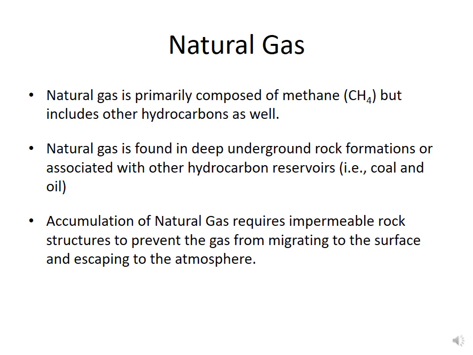Basically, as the carbon material is decomposing and transforming, one of the products of that transformation process is actually natural gas. In order, however, to accumulate natural gas in the ground, you need to have impermeable rock structures that can trap it. Otherwise, the gas will eventually make its way to the surface and escape to the atmosphere. And when we talk a lot about oil exploration and drilling, we'll specifically look at the different types of rock formations that can trap oil and gas.